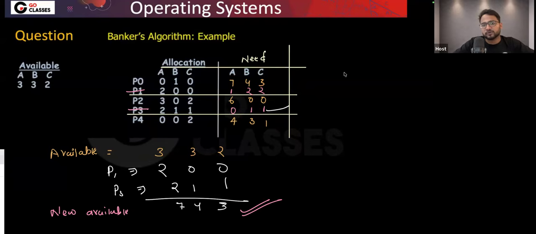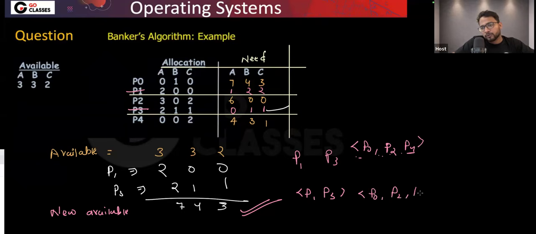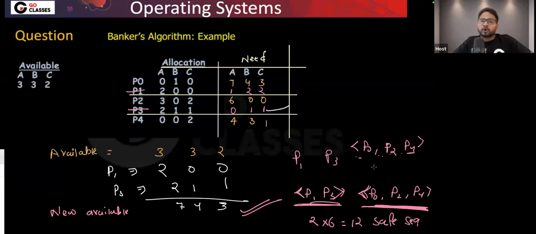So yes, you can reclaim everything. So anything or everything can be finished from here. So there are multiple safe sequences. I mean, P1, P3, and then one of these. Basically, the order will be something like this: P1, P3, and then P0, P2, P4. First one of these two, P1, P3, or P3, P1, and then one of these, P0, P2, P4. So there are six combinations, so 2 into 6, there are 12 safe sequences. Don't worry about the combinatorics.